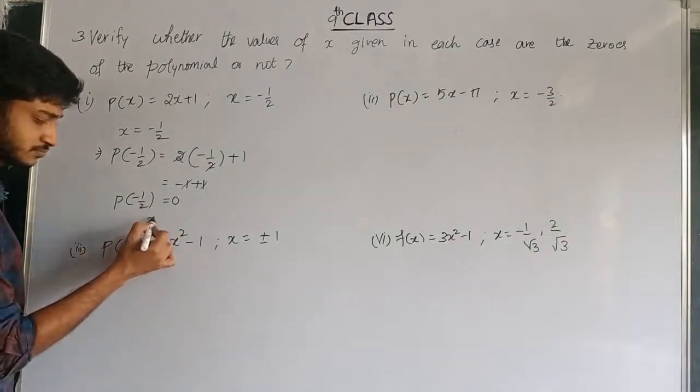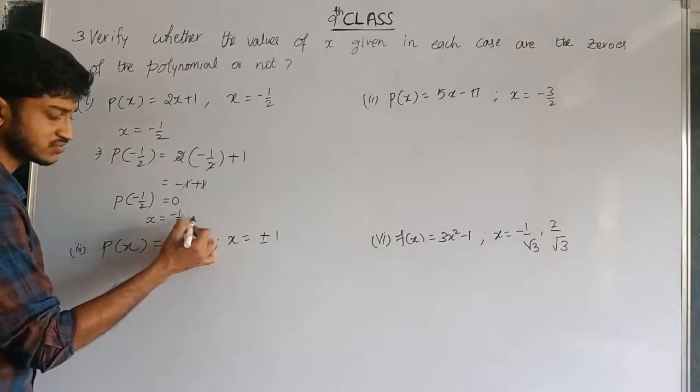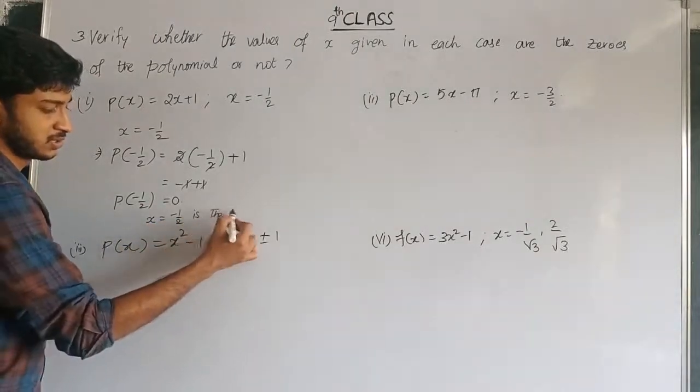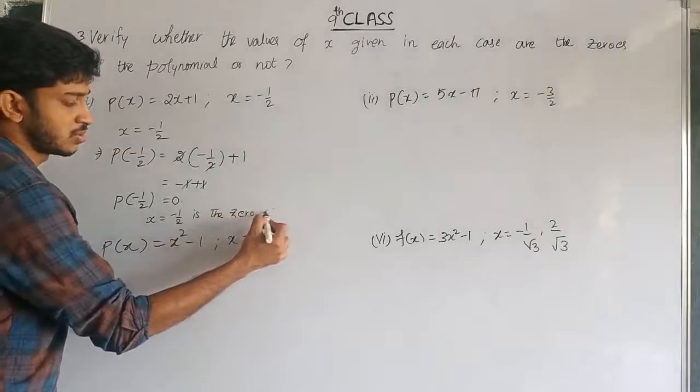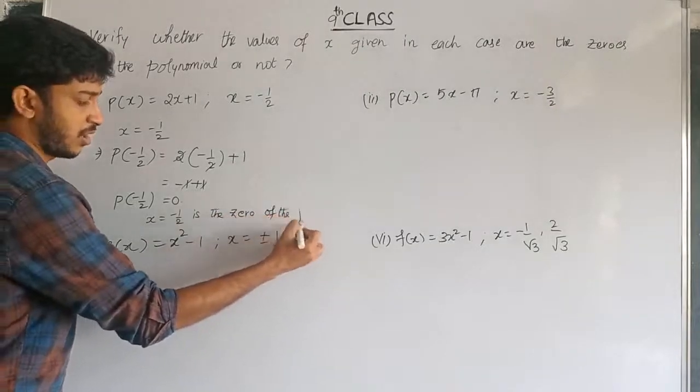So x equal to minus 1 by 2 is the zero of the polynomial.